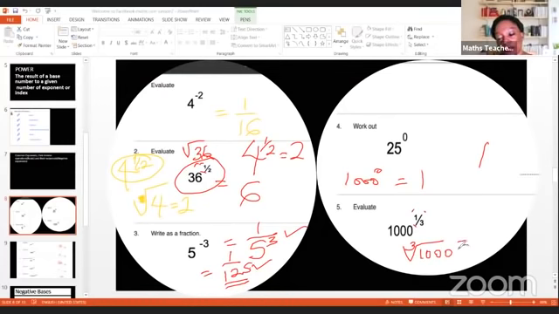So the cube root of 1,000 means what same number can I multiply by itself 3 times to give me 1,000? Of course, it's going to be 10. So your answer here will be 10, because 10 times 10 times 10 is 1,000.